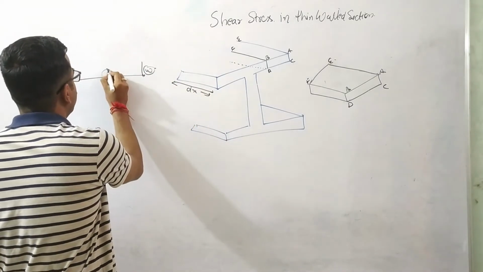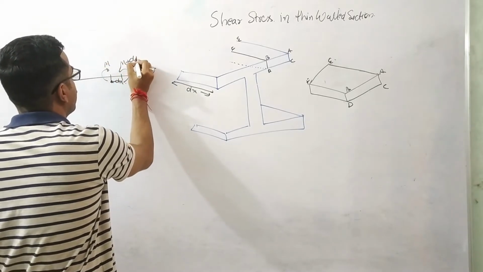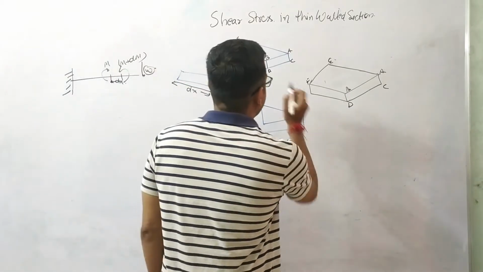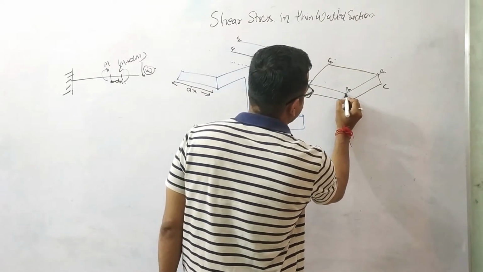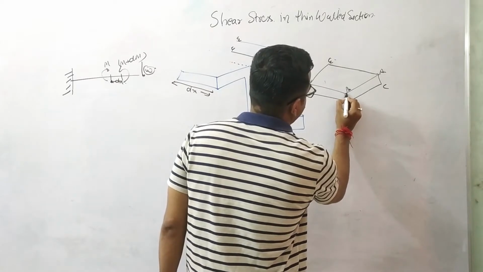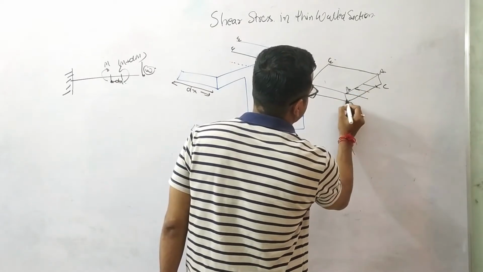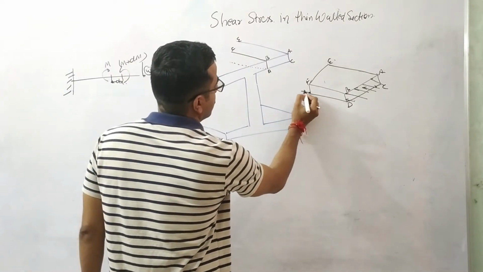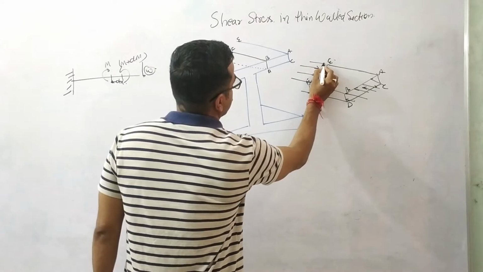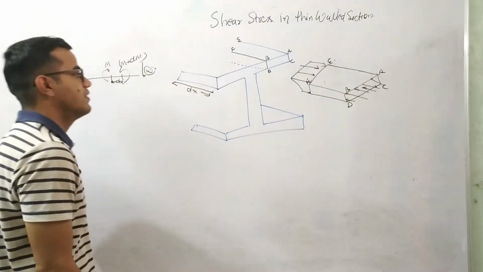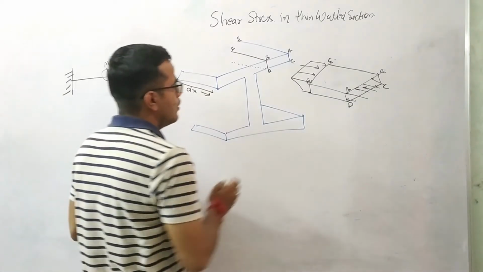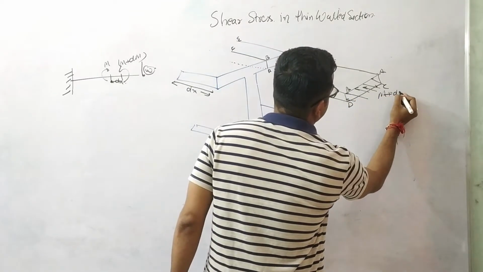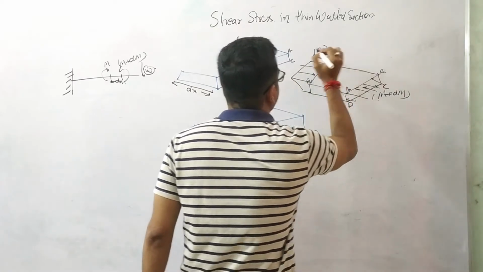Over the dx portion, let us suppose there is a moment M here and a moment M plus dM here. Due to this variation in moment, there will be some stresses. At this face of the member, the bending stresses will be acting like this, and at this member there will be some bending stresses. Let us suppose this bending stress is due to the M plus dM moment, and this is due to the M moment.